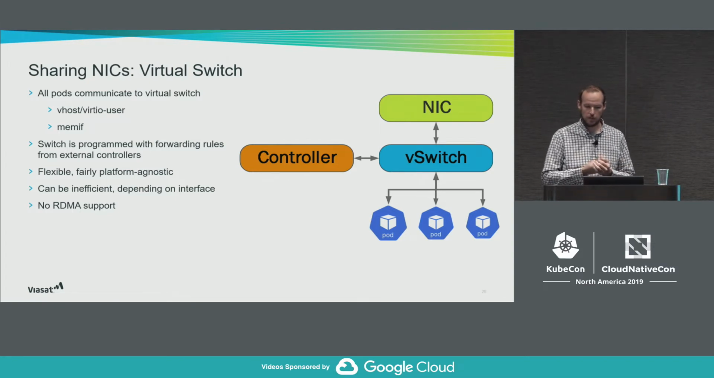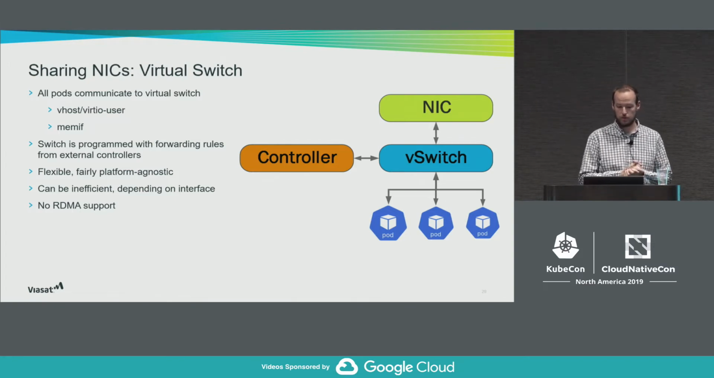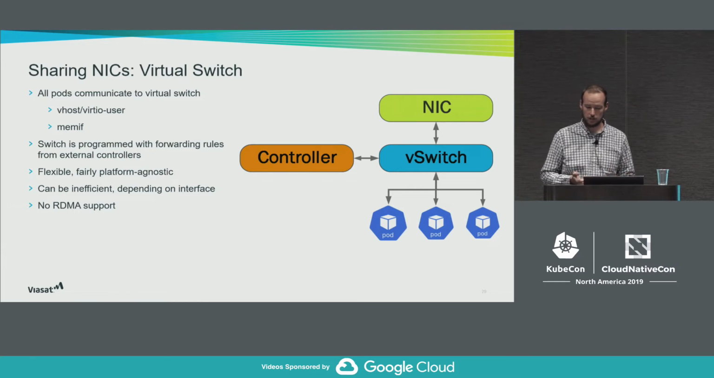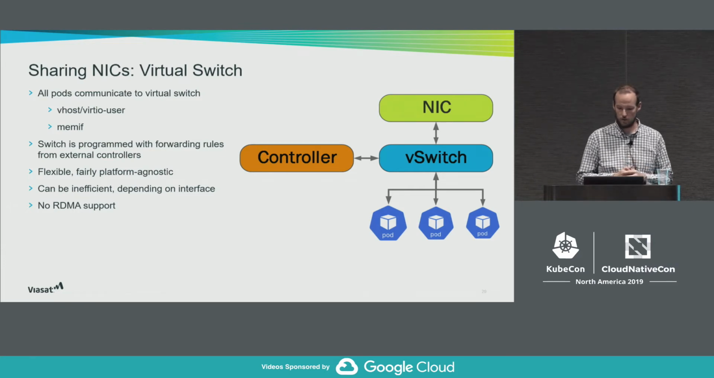Two of the most common interfaces are vhost-user, virtio-user, or memif. Some of the virtual switches out there, if you're not familiar, are OVS-DPDK, and VPP is another one, and there's probably more I'm missing. The nice thing about this is you have an external controller that programs a switch. So you don't actually have to have a switch that knows about Kubernetes to begin with, but you can have a controller that knows about the Kubernetes network policies and things like that and program it after it's started up.